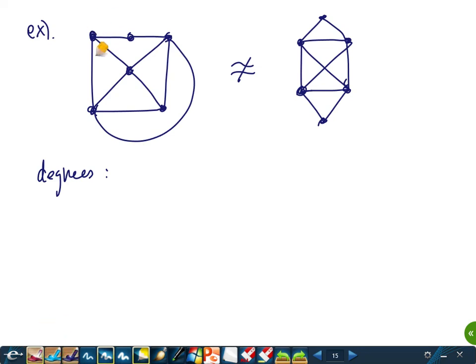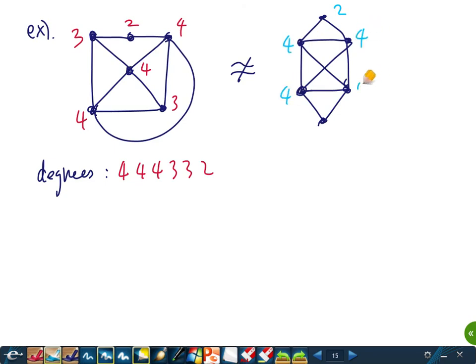So here, the degree is 2. Degree is 1, 2, 3, 4. Degree 1, 2, 3, 4. 1, 2, 3, 4. 1, 2, 3. So degrees here, in decreasing order, are 4, 4, 4, 3, 3, 2. Okay? What about the degrees over here? Here the degrees are 4, 4, 4, 4, 2, and 2. They are not the same.